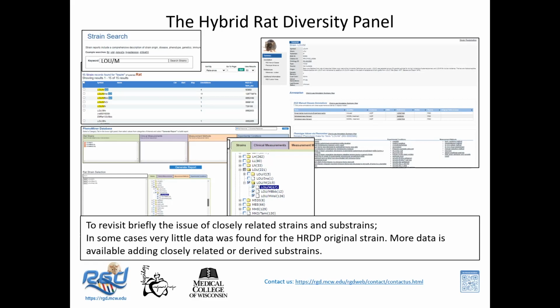And from there, we can see for the Lu/M, which is Dr. Bazin's original strain in Belgium, there's 67 PhenoMiner data points. And for the one in Berlin, there's 12. For the one still in Belgium, there's 136. Whereas for the Lu MNCR HRDP strain, there's only one data point in all of RGD. And that's for the disease plasmacytoma, which is what the strain was developed for.